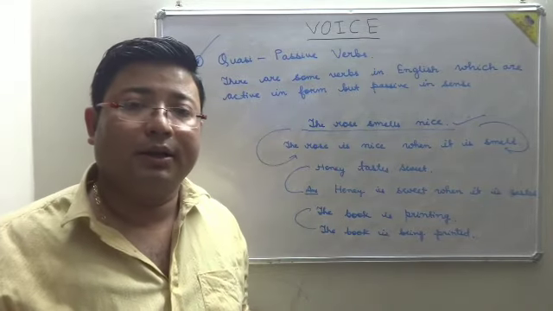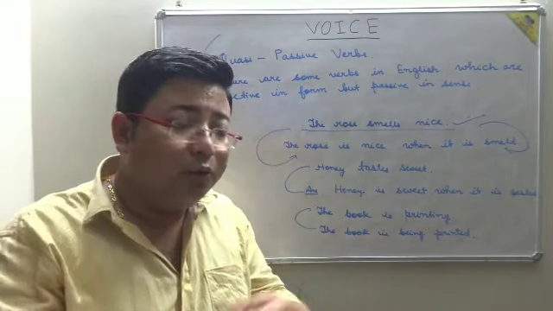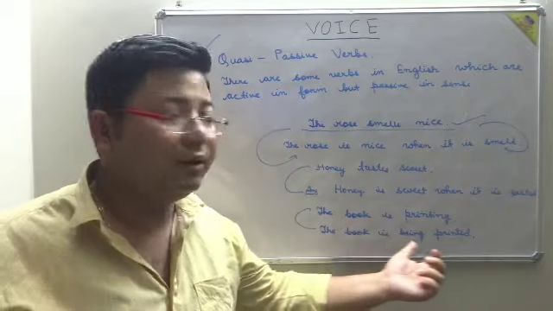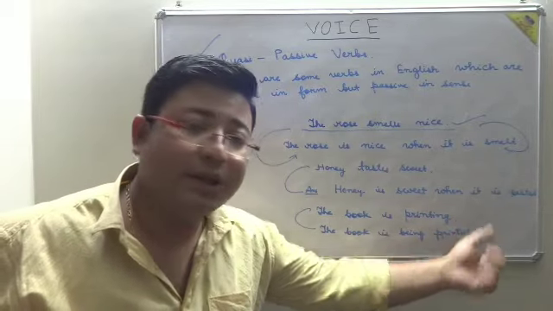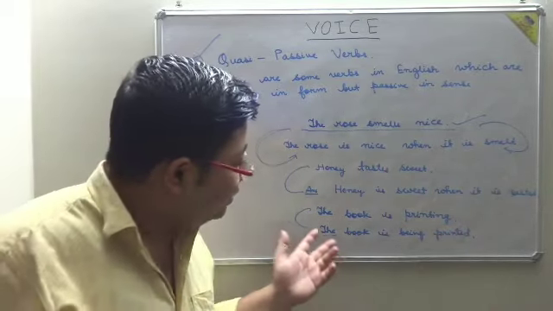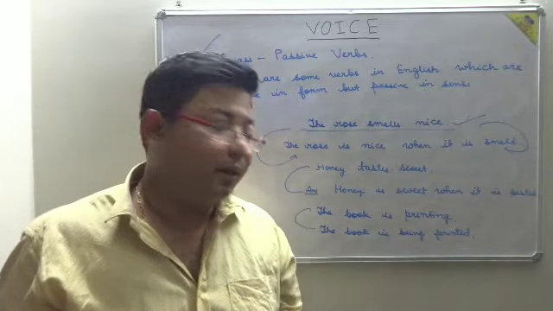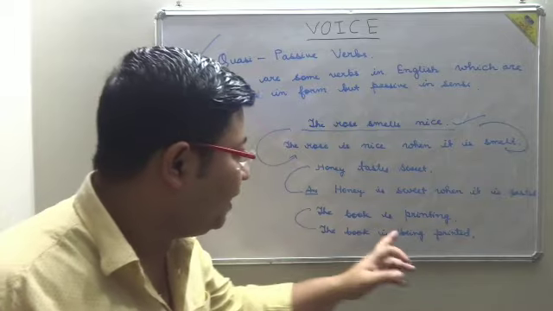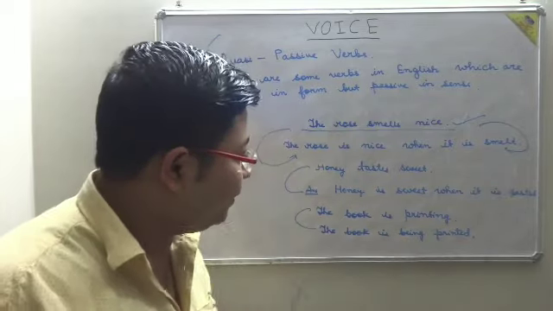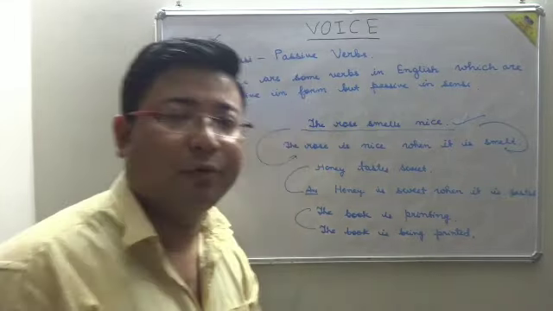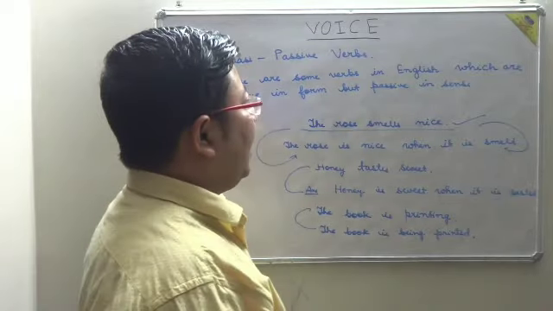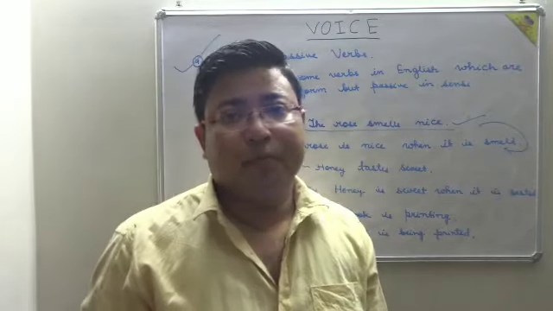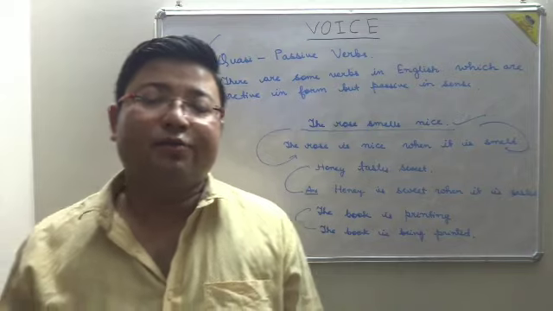The book is printing. How to write this? You will not get the object here. So the book is being printed. When continuous tense is there, use the word being between the be verb and the past participle form of the verb. Our voice, active and passive, is over.